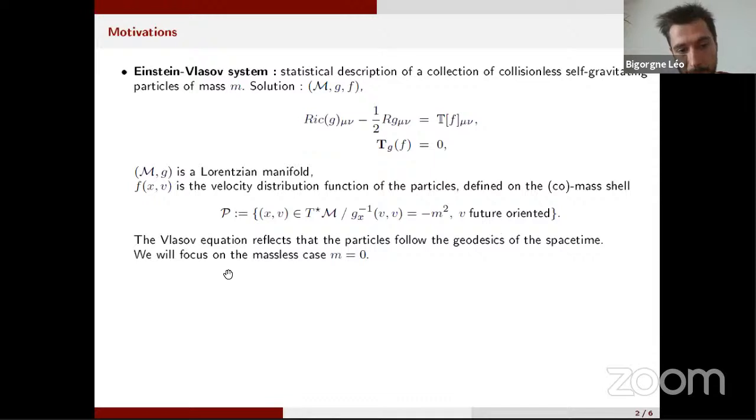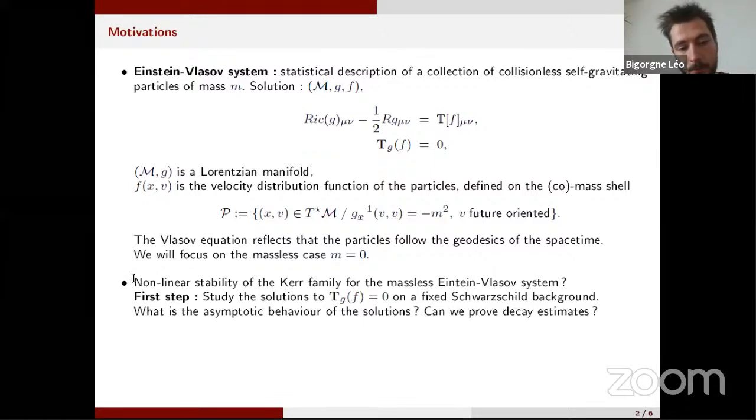Again, in this talk, we will study massless particles. So the mass m is equal to 0, and the mass shell is the bundle of the future light cones. And what we can say is that the Vlasov equation reflects the fact that the particles are following null geodesics.